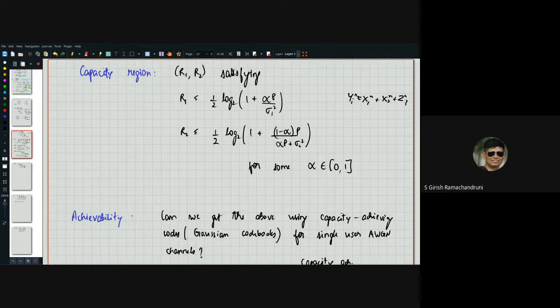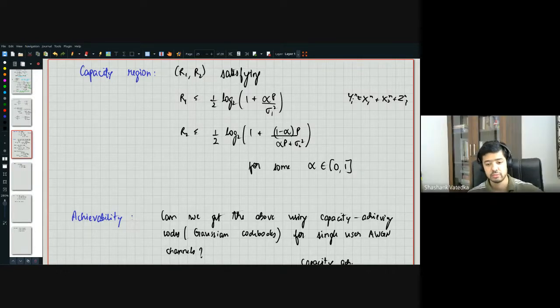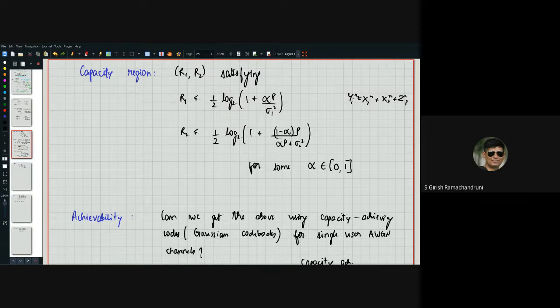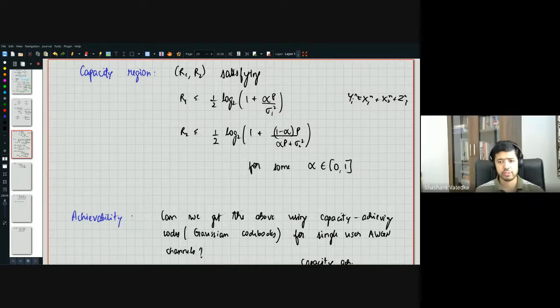Sir, this is Girish. Yes, Girish. Sir, I just have a small question. Whenever we are talking about degradation and power constraint together, are we talking with respect to the degradation in power, or with respect to degradation in the channel capacity? No. So the degradation is always with respect to the channel.